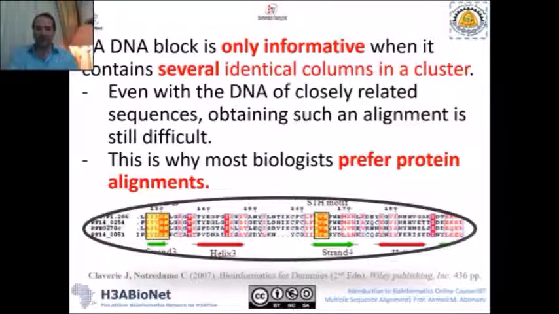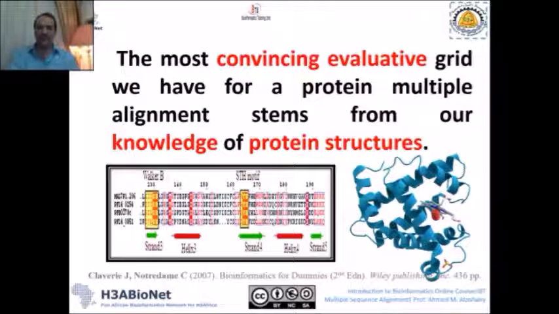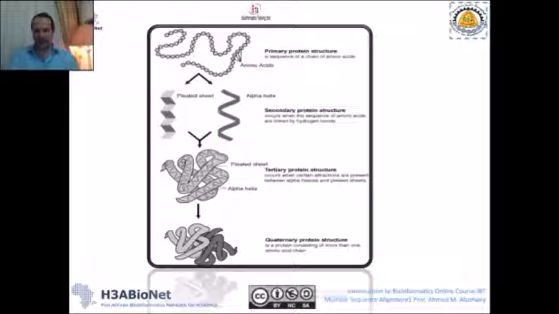So, of course, that's why we always prefer to take a look at the protein multiple sequence alignment, because even with a small number of conserved columns, it means something. So how do you convince yourself and convince other people that these few conserved columns give you a meaningful signature?